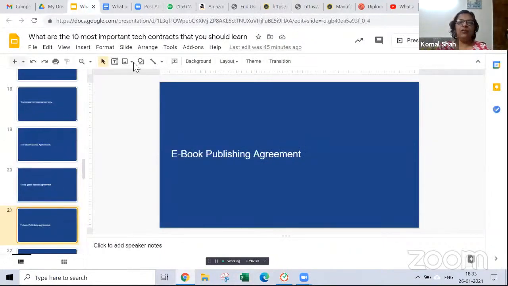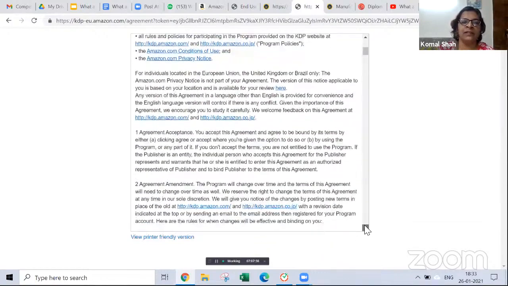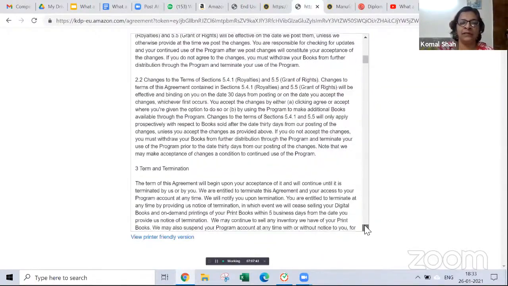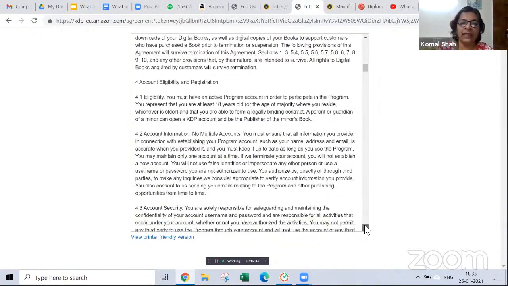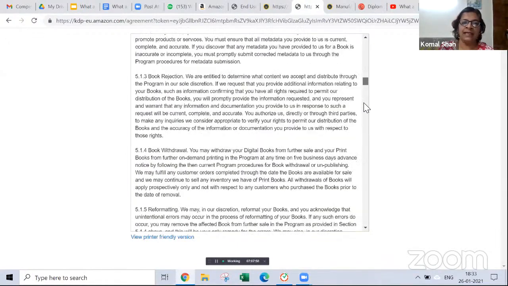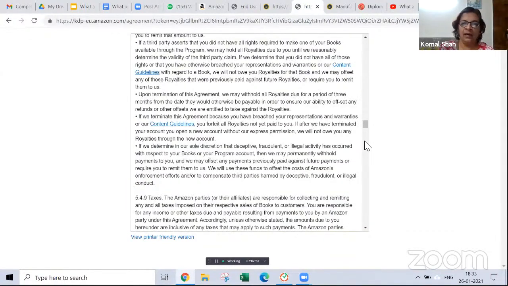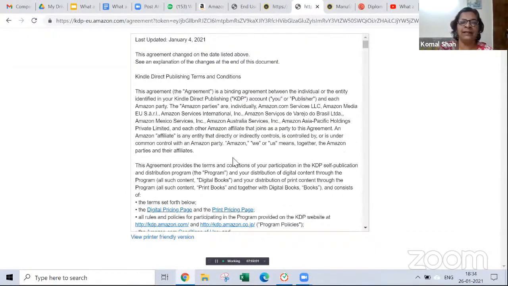What is next? Ebook publishing agreement. So this is what you can find. Kindle Direct publishing terms and conditions. If you are publishing on Kindle, you are subject to this. These are the terms and conditions of Kindle. What is this? This is a contract. You will be able to see this. Kindle Direct publishing. So this is the book publishing agreement where you are working with Kindle to publish your intellectual property, your books related to products. So these are related to products.